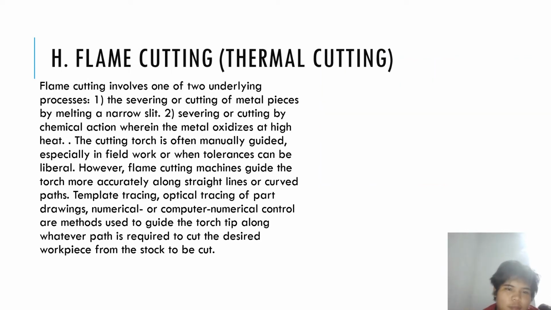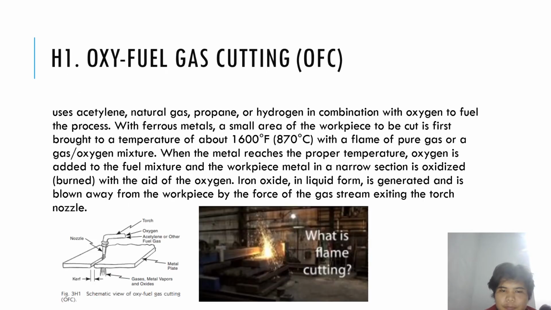Flame cutting. Flame cutting involves severing or cutting metal pieces by making a narrow slit, with continuous flaming, and severing by chemical action wherein the metal oxidizes at high heat. The cutting torch is often manually guided, however, flame cutting machines guide it accurately along straight lines and curved paths.